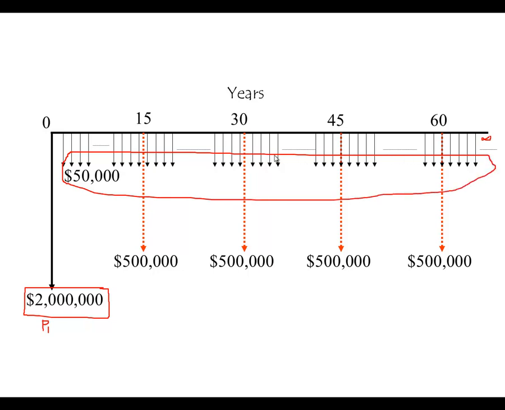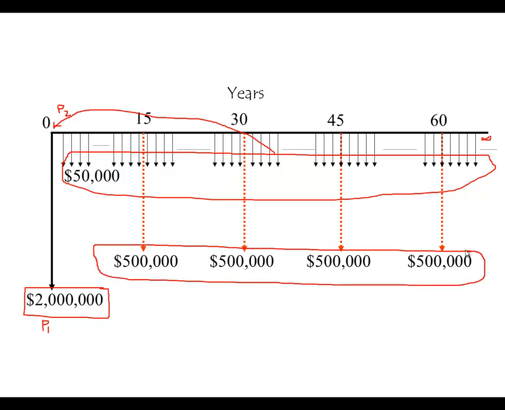and then all these annuities need to be returned back to 0 as P2, and then all these payments, the renovation costs, should also be returned back to 0 as P3, and the present worth, or in this case the capitalized equivalence, will equal the sum of P1, P2, and P3.